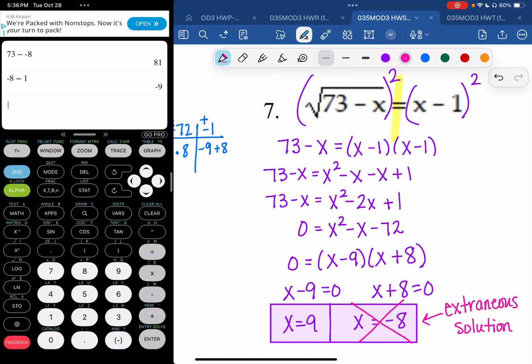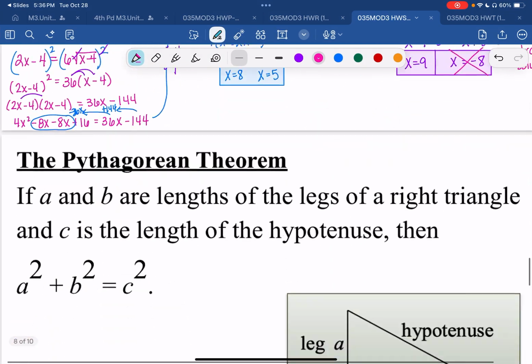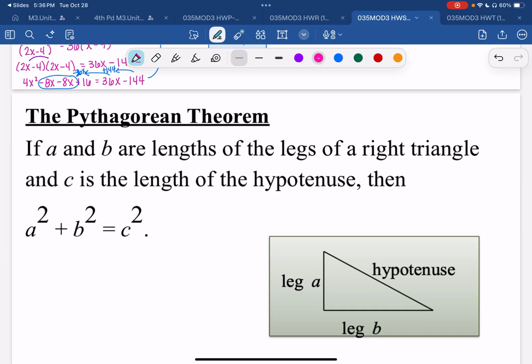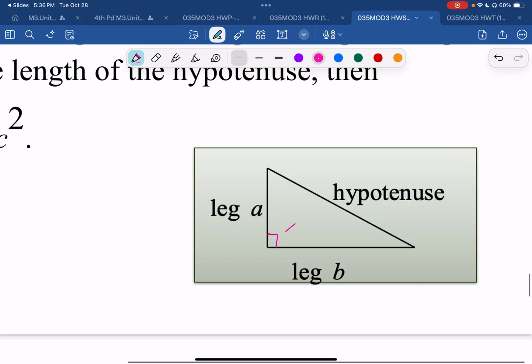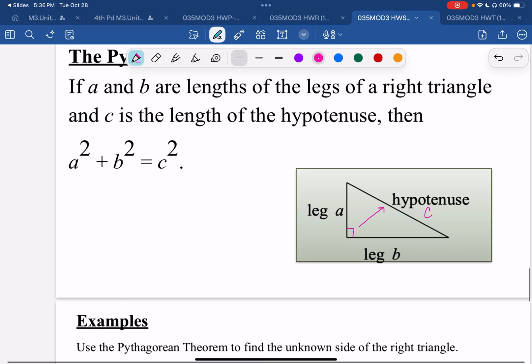All right. Let's get a couple more things. So Pythagorean theorem. If A and B are lengths of the legs of a right triangle, and C is the length of the hypotenuse, then A squared plus B squared equals C squared. So A and B are going to be the legs. They are going to form that right angle. The hypotenuse is going to be the side that's across from the right angle, and that's going to always be side C. Okay? So you're going to square A, square B, and add those together, and that's going to equal C. So let's use this to try to find some sides of triangles.